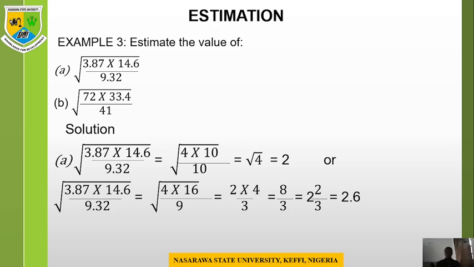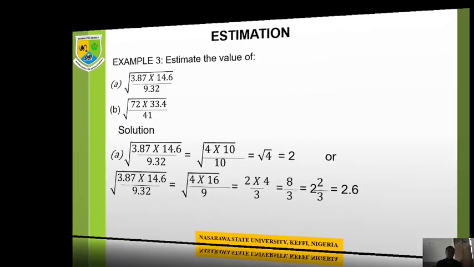Therefore, 2 times 4 is equal to 8 over 3, which will now be equal to 2 whole number 2 over 3. That is the mixed fraction of 8 over 3. So in decimal now we shall be having 2.6. So these are actually the estimated value of 3.87 times 14.6 over 9.32.